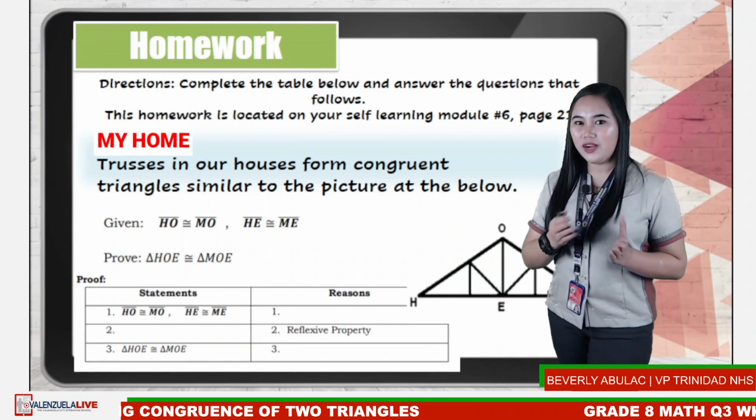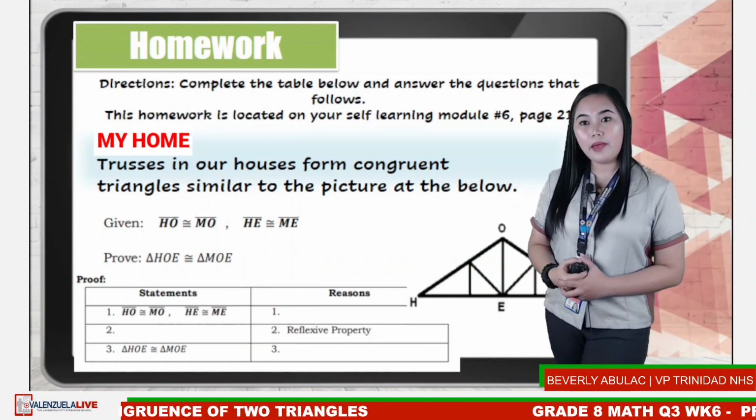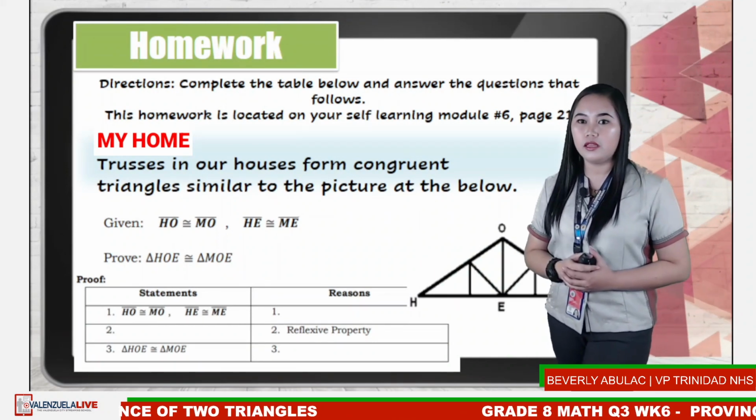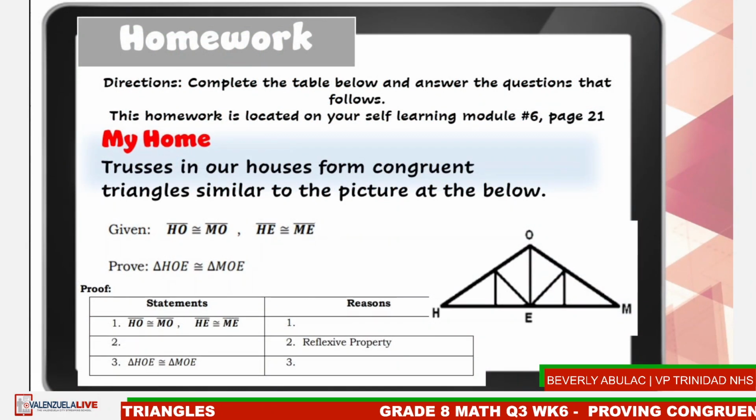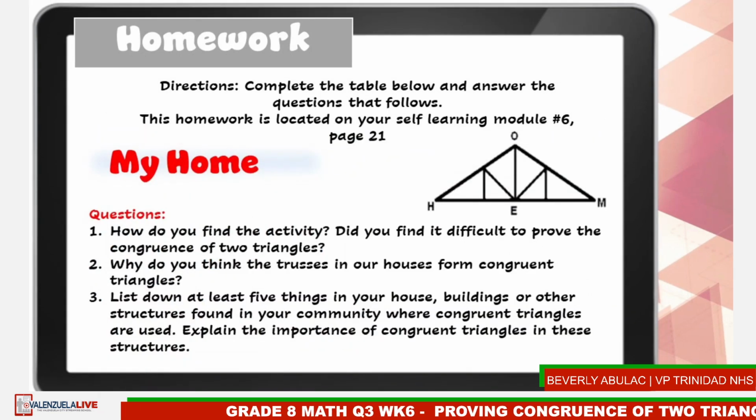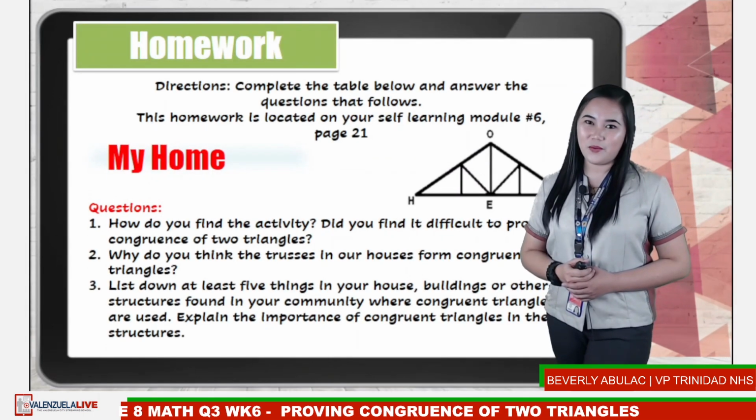Now, for your homework, just take a screenshot or make a copy of your homework that will be flashed on the screen. You have to complete the table below and answer the questions that follow. Again, this homework is located on your self-learning module number 6, page 21.